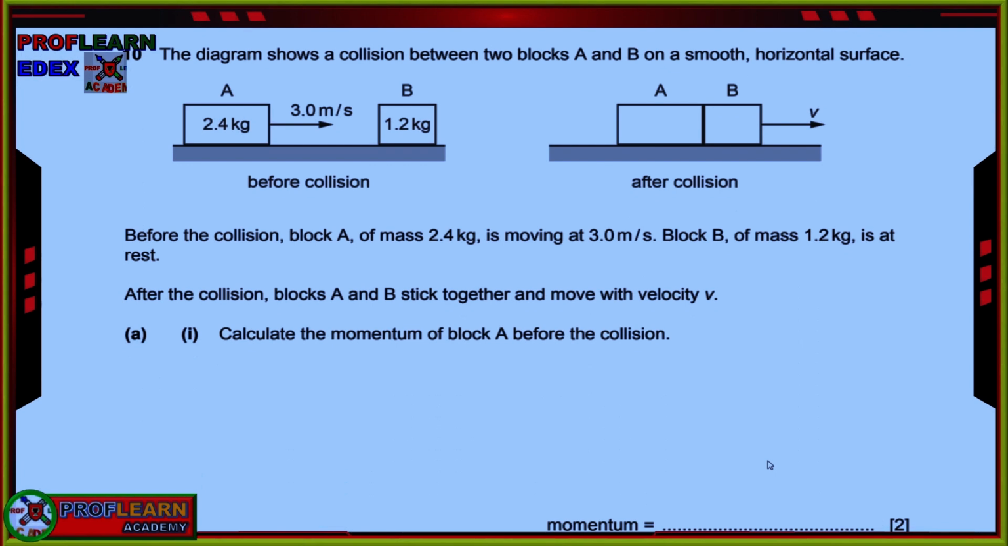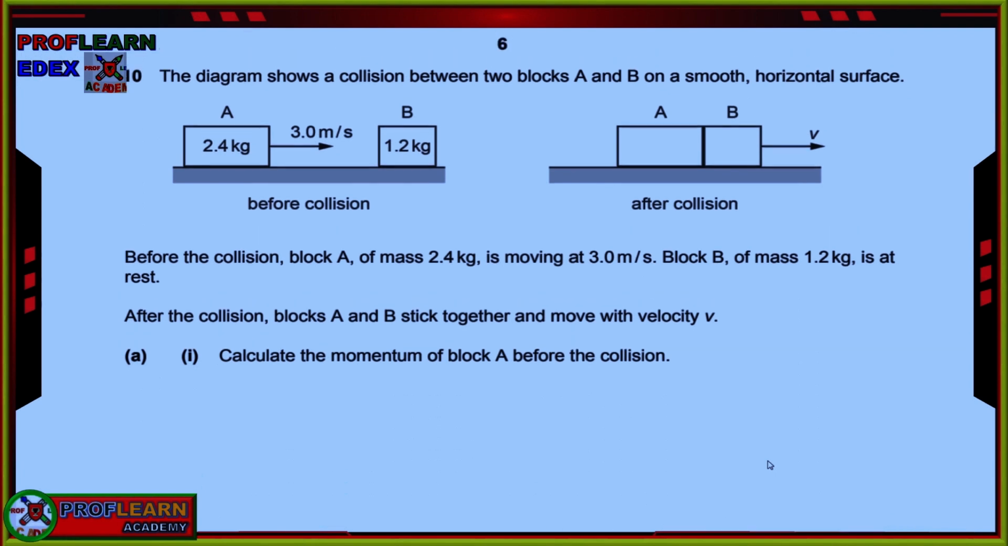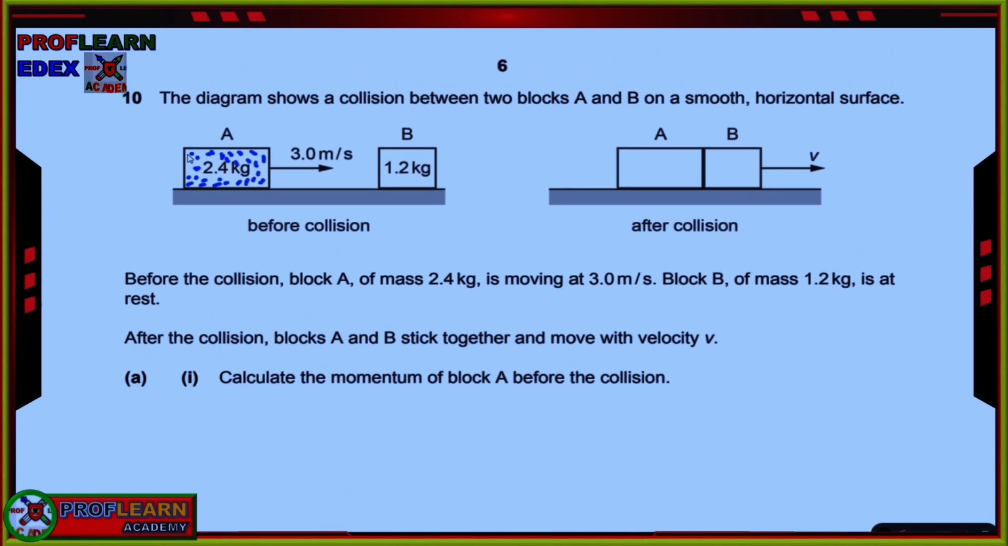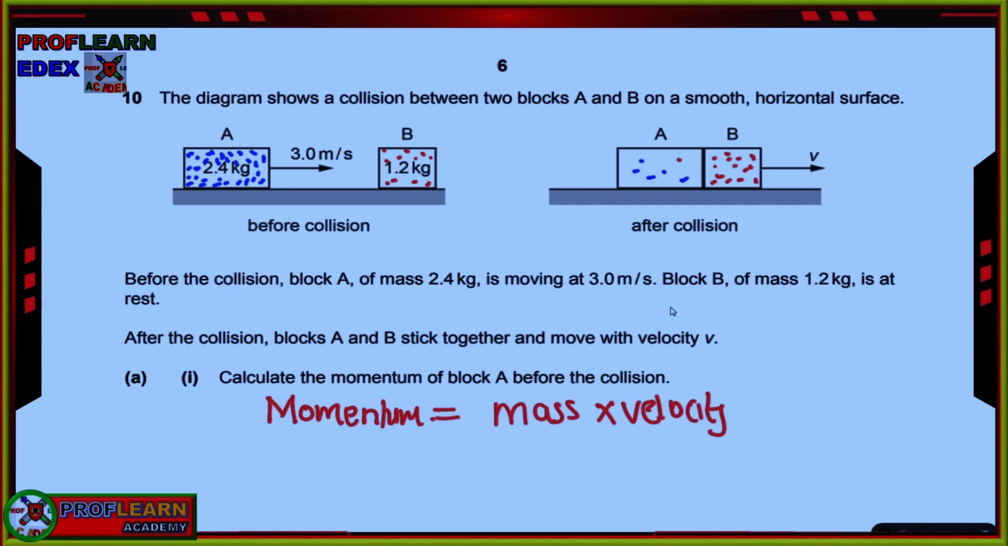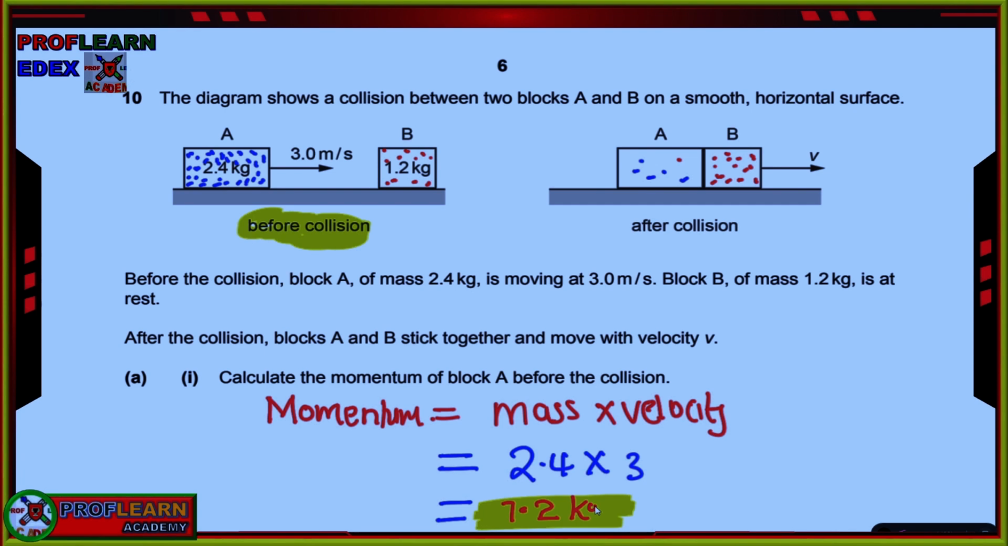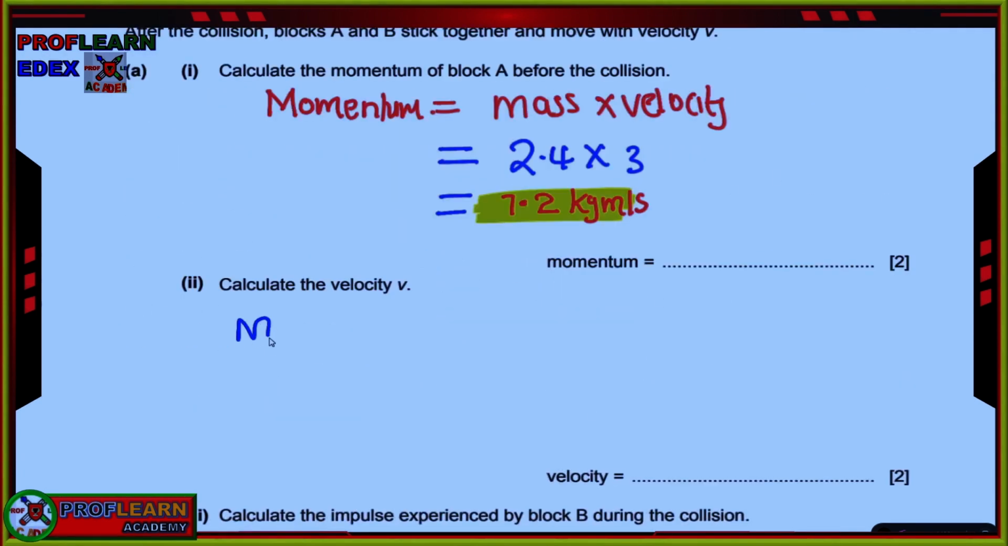Remember, before collision, block A was moving at 3 meters per second, and it has a mass of 2.4. So we can use the concept of momentum, and we are going to say that momentum is equal to mass times velocity, which means it's 2.4 times the velocity, which is 3. And if you work it out, you're going to get 7.2 kilogram meter per second. That is the momentum.